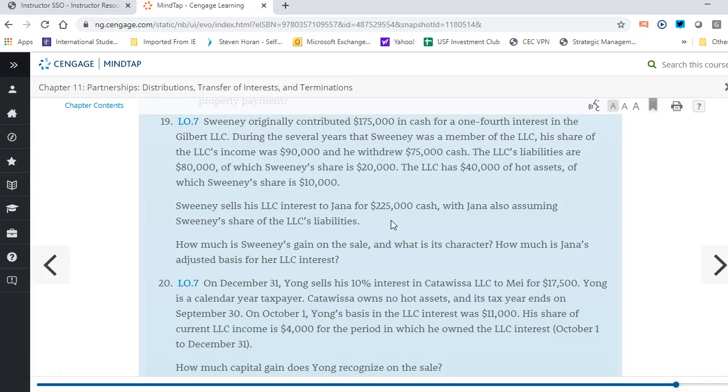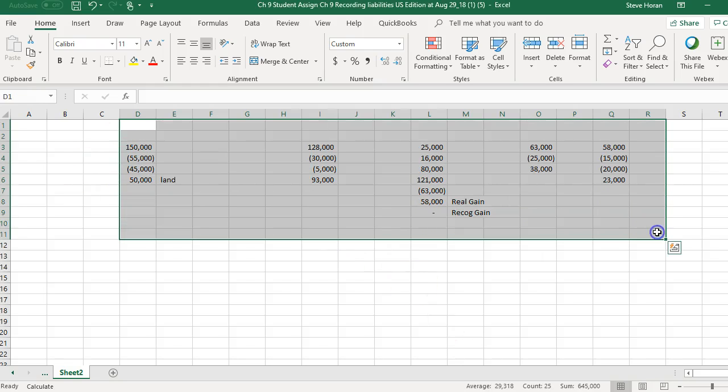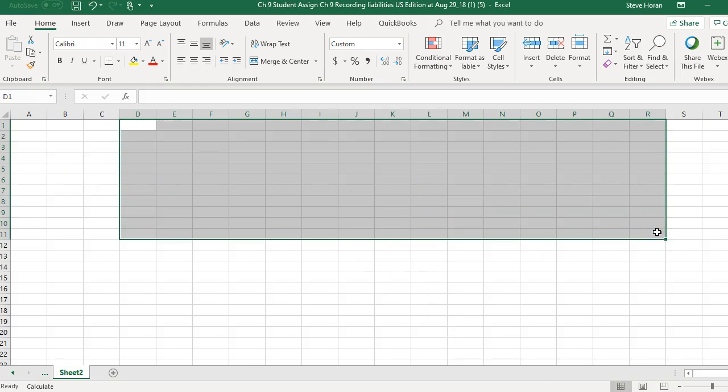So the question is, how much is the gain on the sale? What's the character of the gain? And how much is Jana's basis for her LLC interest? Before we can figure out the gain, we need to do a little bit of calculation here. Let me get rid of what's here, and we'll start with some new calculations.